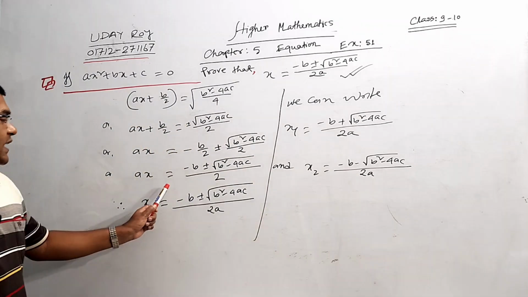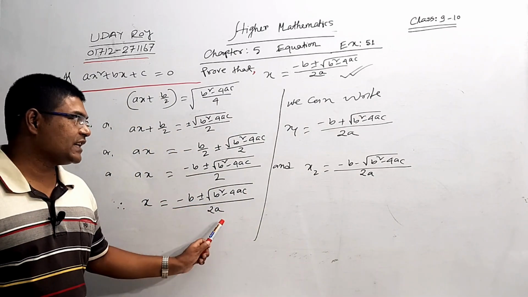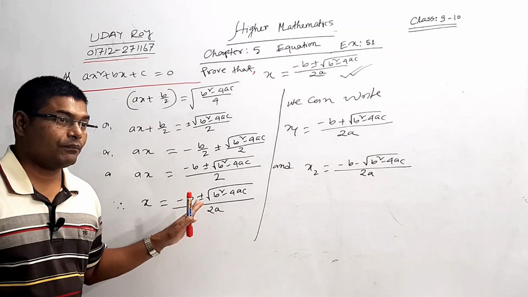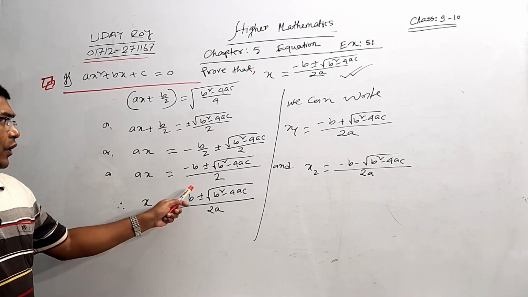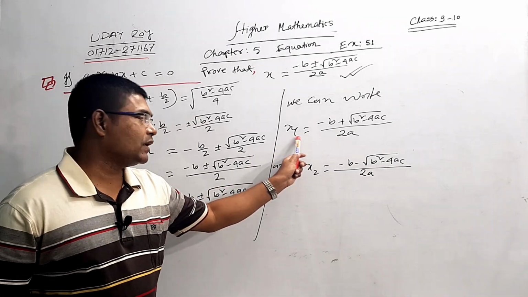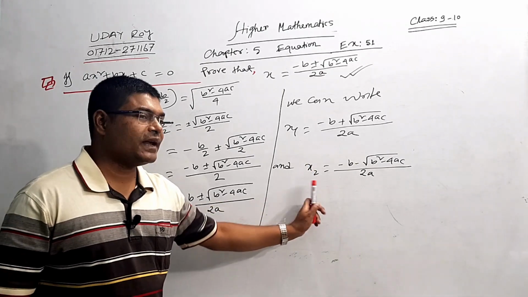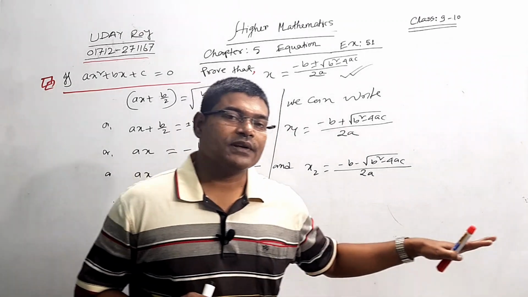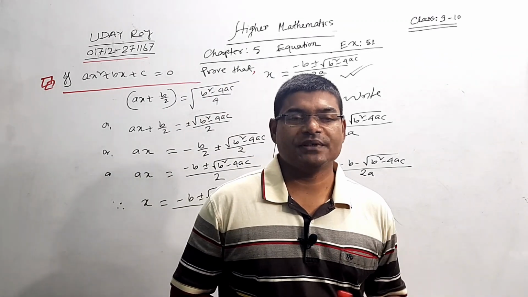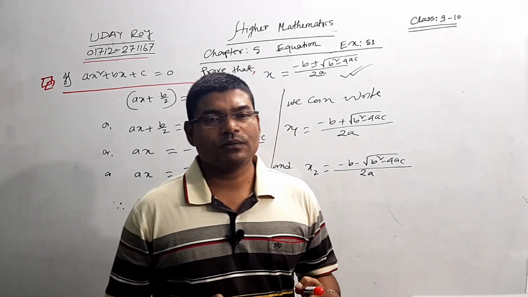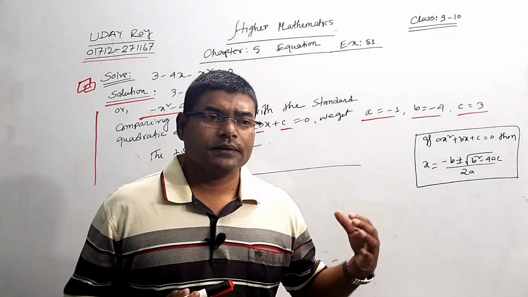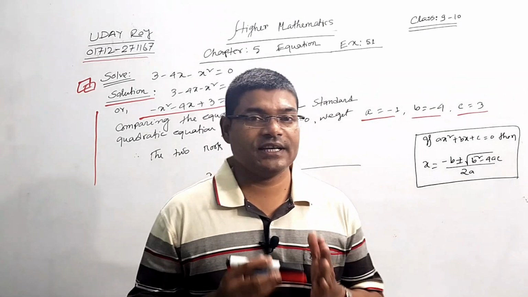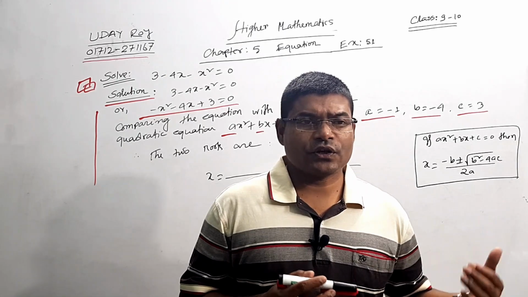x equal to minus b plus minus square root of b square minus 4ac divided by twice a. Here is plus and minus, so here are two roots. For plus we have taken x1 and for minus we have taken x2. So already the rules we have done. Now we will solve a few maths. We have got x equal to minus b plus minus square root of b square minus 4ac divided by twice a. Now we will solve a math.